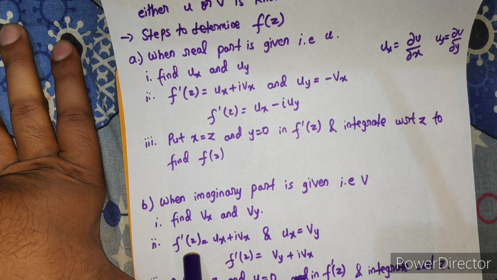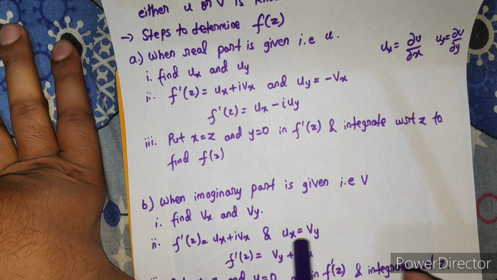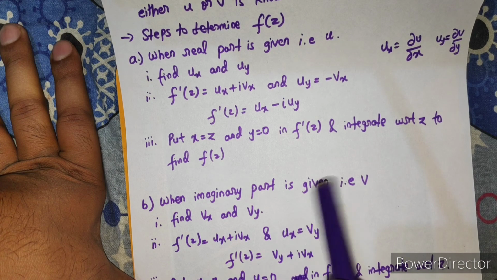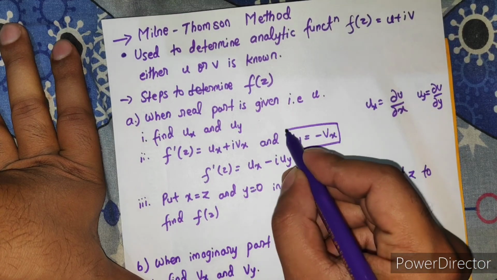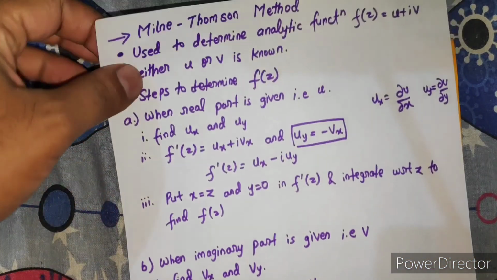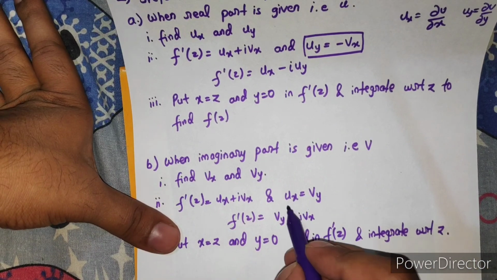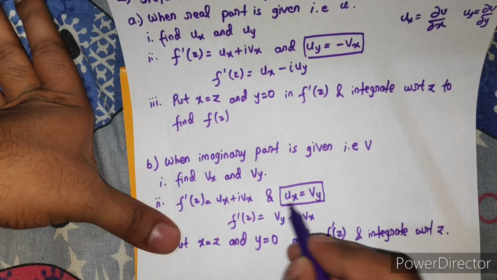वी हैव टू ऑलवेज रिमेंबर f'(z) इज इक्वल टू u_x प्लस i v_x. इन दिस केस वी हैव टू रिप्लेस u_x बिकॉज वी नो v, so v_x can be found out. We cannot obtain u_x, so we will do the substitution next, that is u_x is equal to v_y. These two terms you have to remember at any cost. This one, sorry, and this one. Without this you cannot solve this equation. Fine.